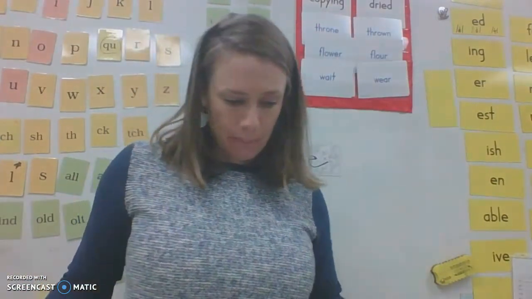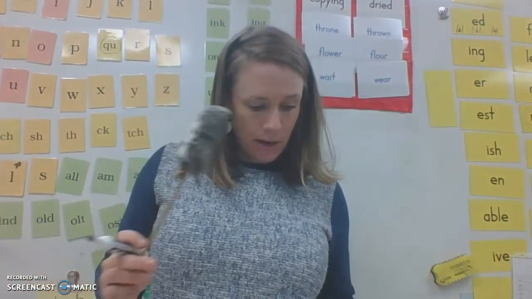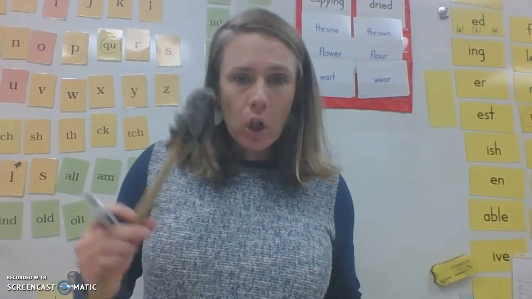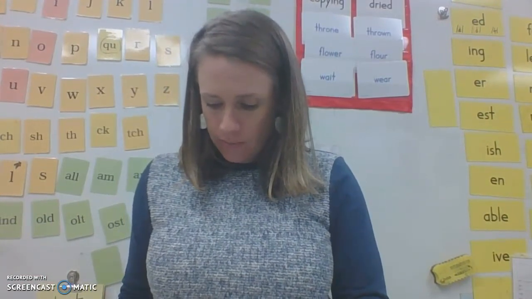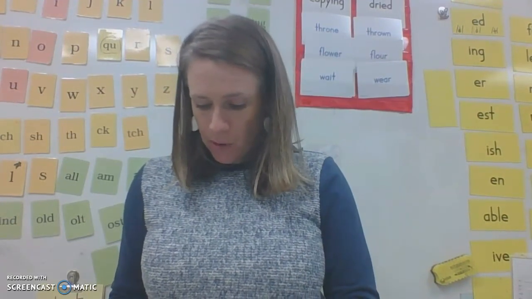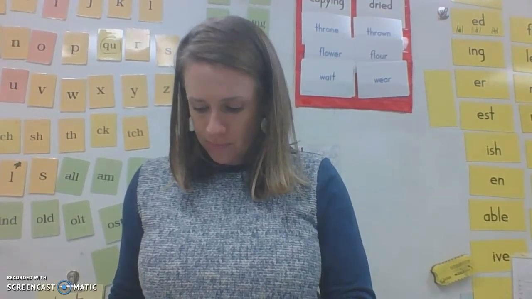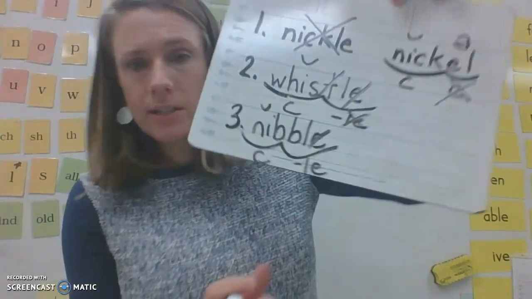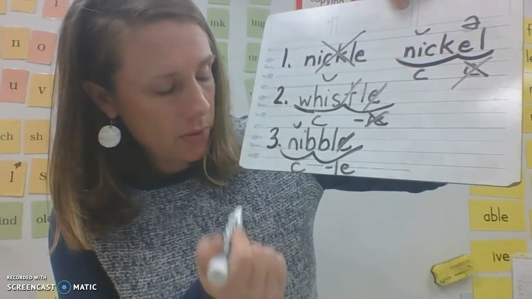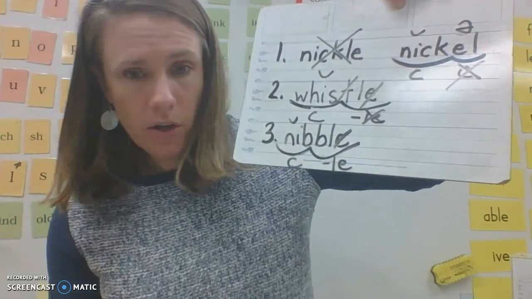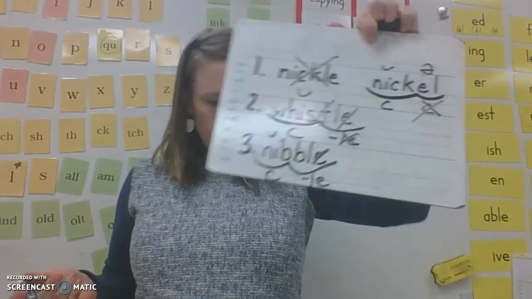Okay, number 3. Repeat after me. Nibble. Nibble. Nibble. Write it and mark the syllables. Pause if you need more time. Check it to mine. Nibble. We have a closed syllable with a short I and a consonant LE. Cross off the E. Nibble.